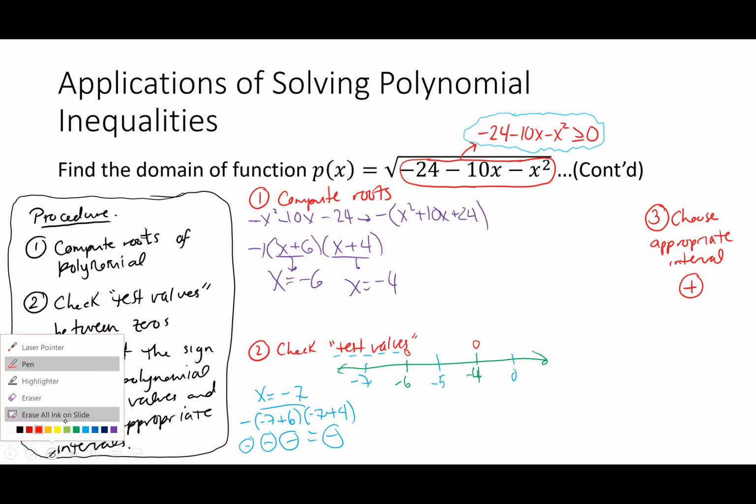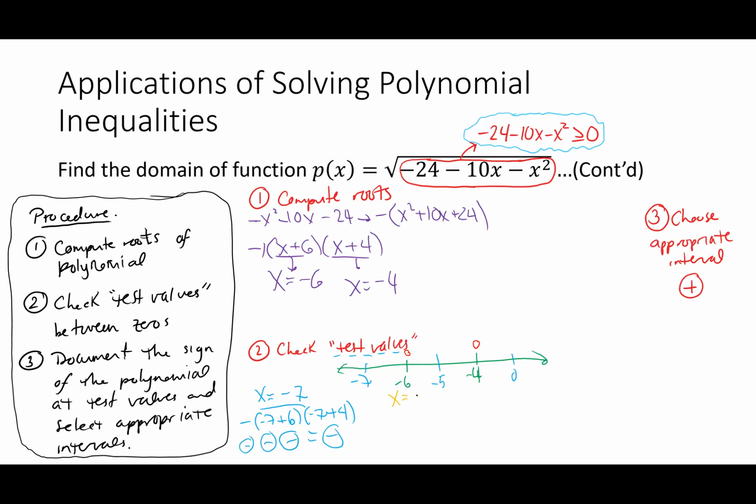Now, I'm going to use orange, and we're going to check -5. All right, so -5 plus 6, -5 plus 4. So I've got the -1 that was waiting out there. -5 plus 6, that's going to be a positive. And then I've got -5 plus 4, that's going to be a negative. Negative times a positive times a negative, that's a positive.